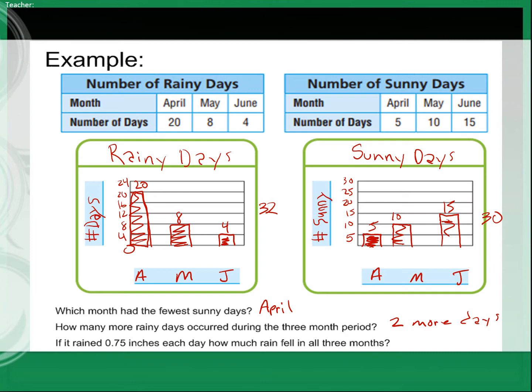If it rained 3/4 of an inch, or 75 hundredths of an inch, each day, how much rain fell in the 3 months? So that's 32 rainy days, and every day it rained 75 hundredths of an inch. I have to multiply to find out how much that is. So 5 times 2 is 10. Drop a 0, 14, 0, 10, 4, 2, 2 decimals. So a total of 24 inches. All right?